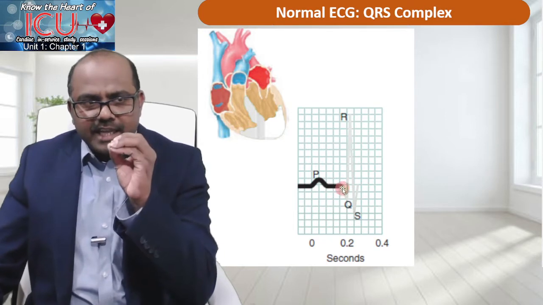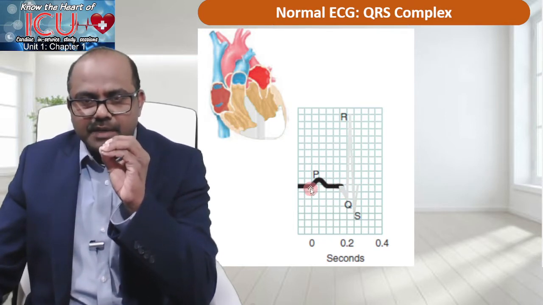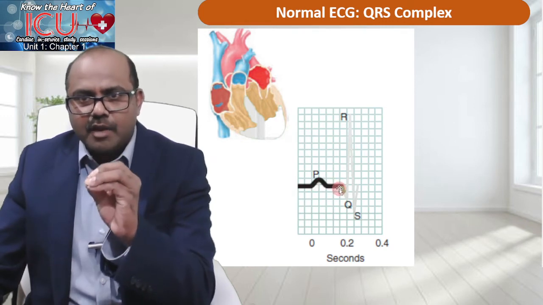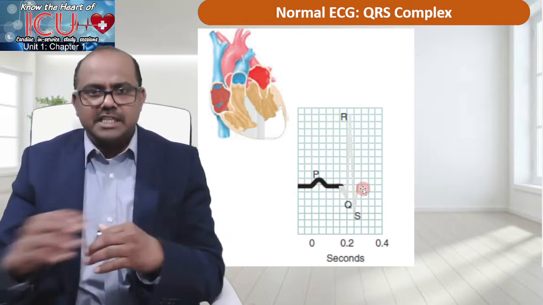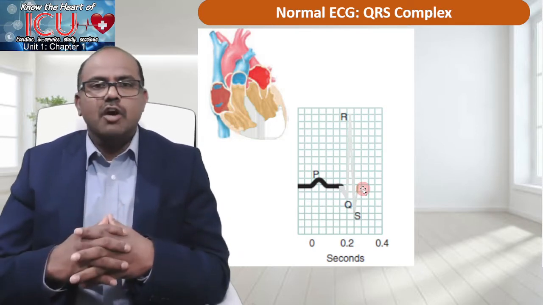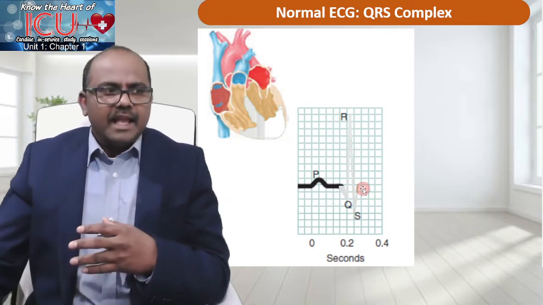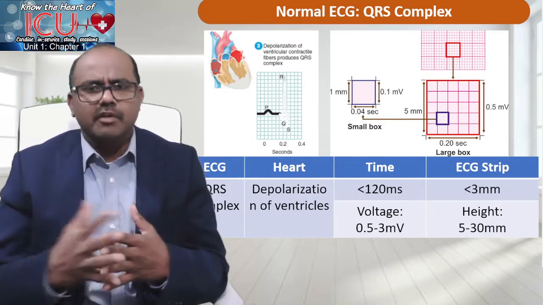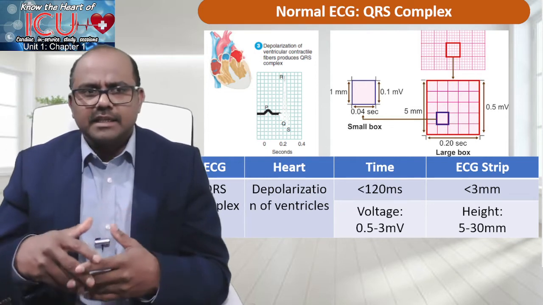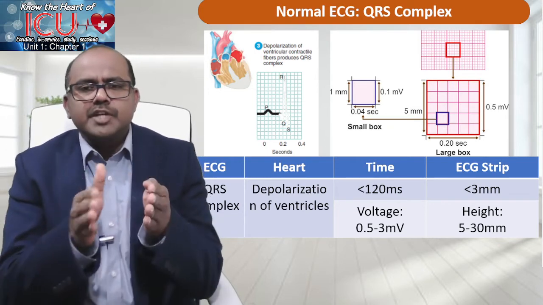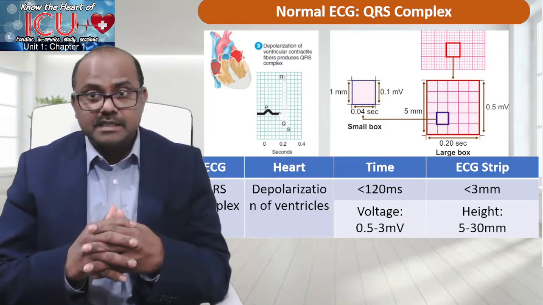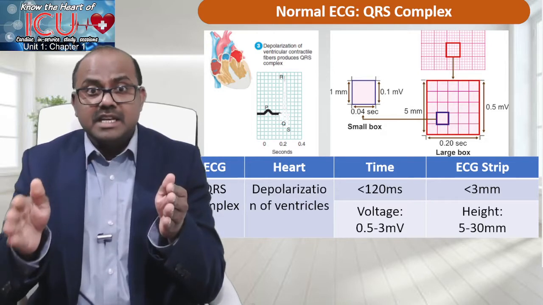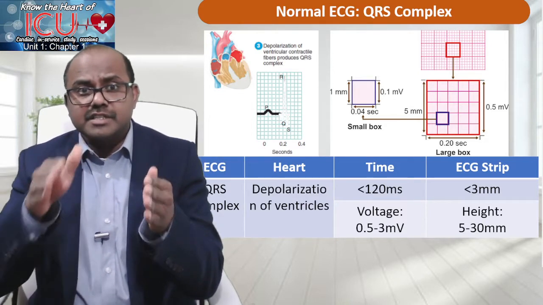So once the impulse reaches the AV node, there you have your QRS complex, which denotes the depolarization of your ventricle. The QRS complex indicates the depolarization of the ventricle, and it should be less than 120 milliseconds. That means it should be less than 3 mm on an ECG strip. If it is more than that, you have some trouble in the conduction system within the ventricle.